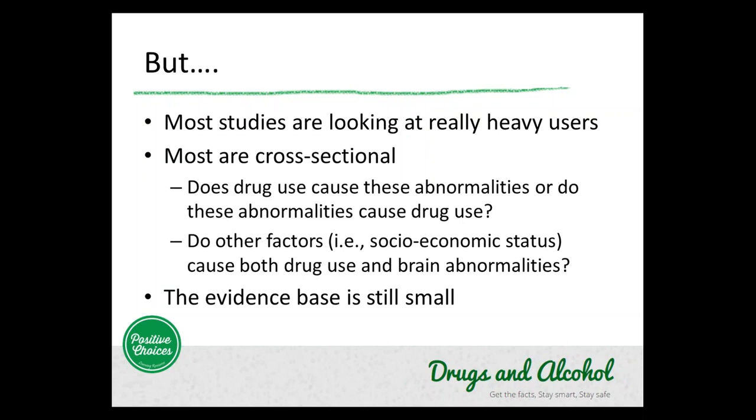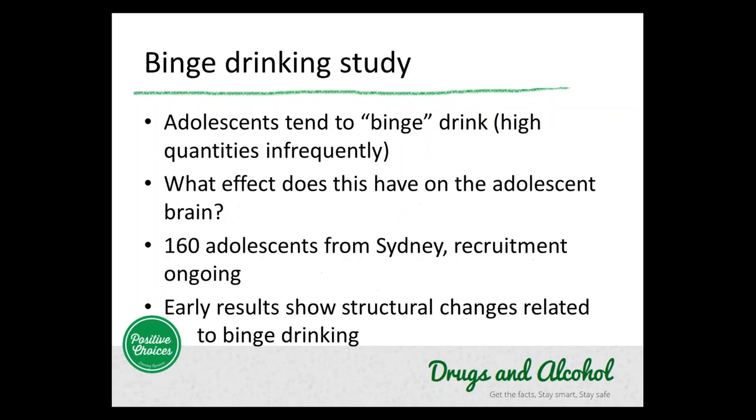A lot of the research techniques associated with this, so things like MRIs and other neuroimaging techniques, really have only been developed in the past couple of decades. So the evidence base with regards to the effects of drug and alcohol on the adolescent brain is really still very small. So these are just a couple of current studies that may help to shed some light on these limitations.